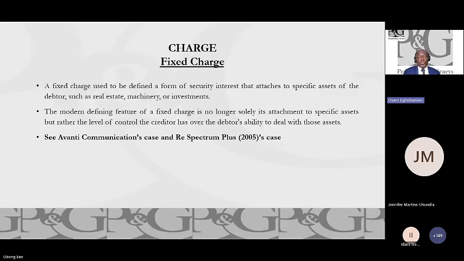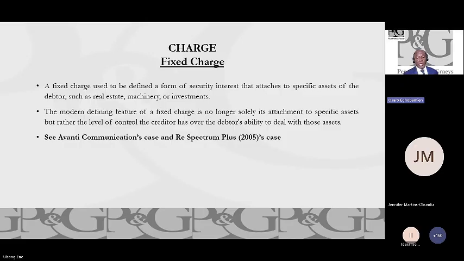A fixed charge used to be defined as a form of security interest that attaches to specific assets of the debtor, such as real estate, machinery, or investments. And I'm sure a lot of you will be saying, no, Mr. Eghobamien is way beyond his time. That used to be a long, long time ago. Fixed charges now relate to inventory. They now relate to abstract property, including bank accounts and book debts.